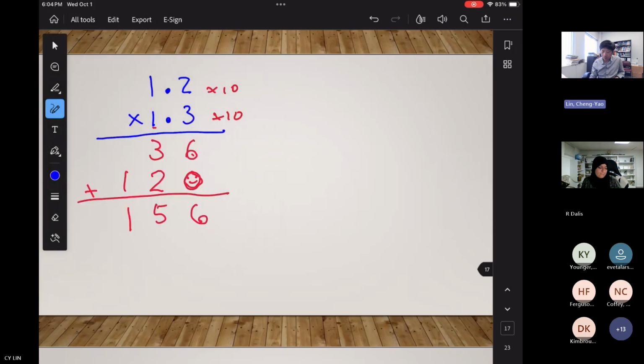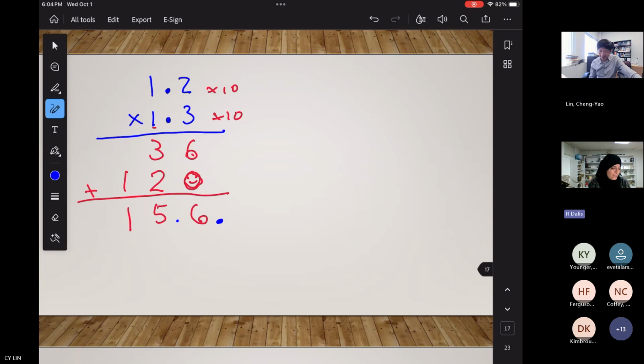No, we are not done. The decimal point is right there because we ignore the decimal point, right? No, it's not right there. So can we line up the decimal point? Yes or no? Can we line up the decimal point right here? We can line up the decimal point.